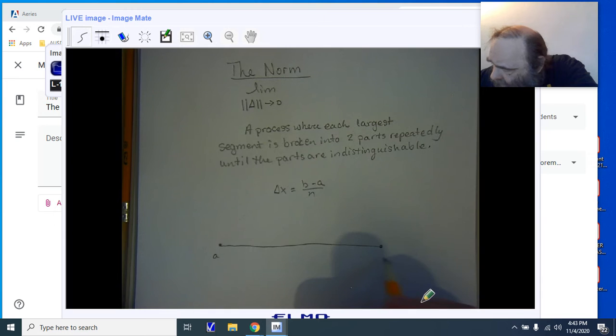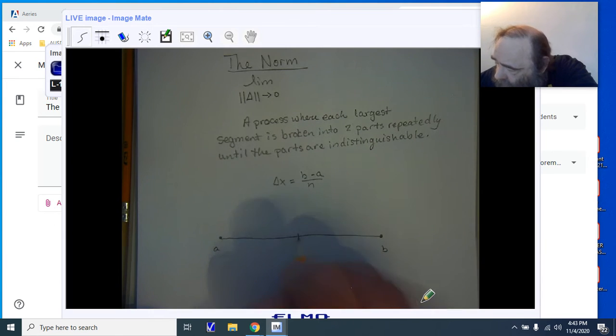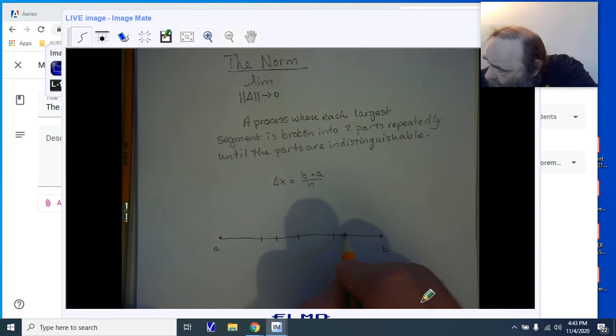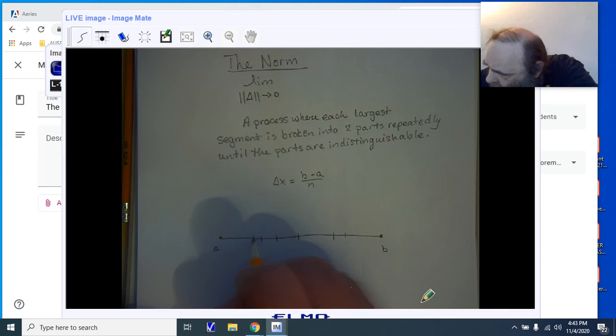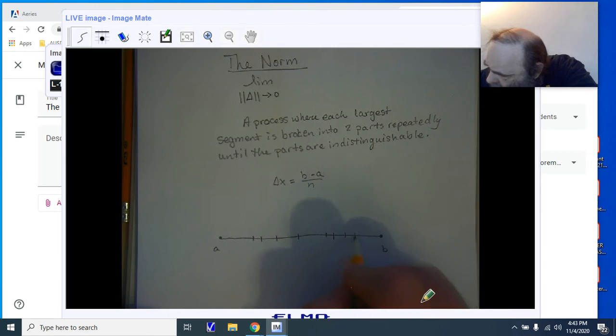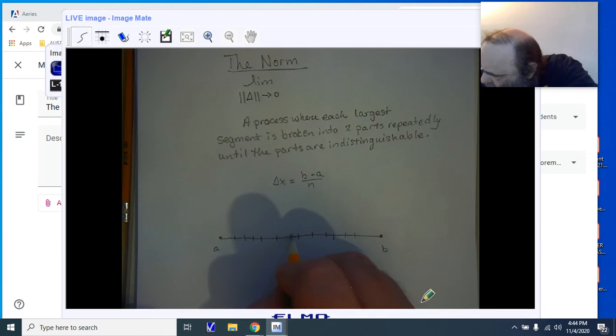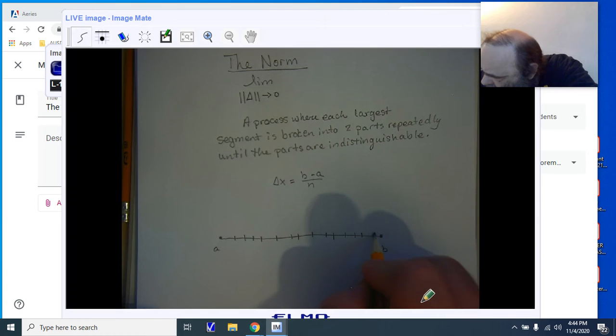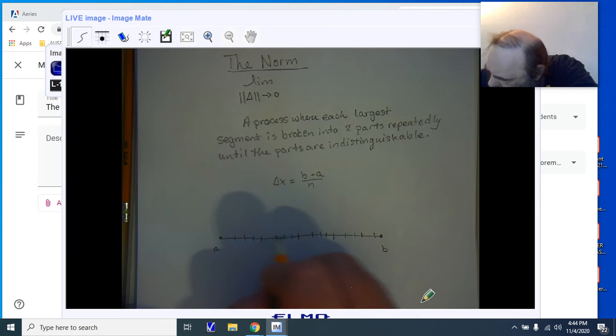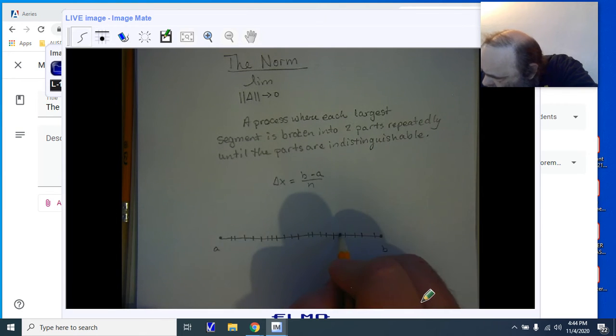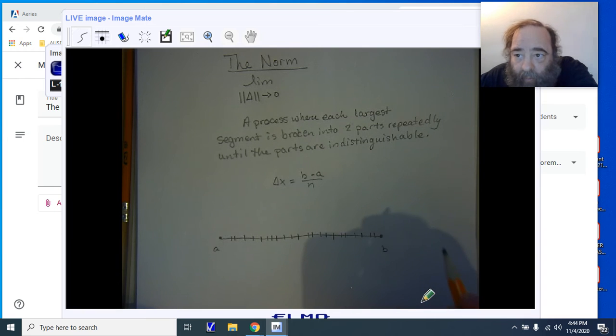So if I have A to B here, and I break it up, I might break it up like that. Looks like this part's a little bit larger. I'm now going to break it like that. That's now larger, still looks larger, no longer larger. And I now keep flipping back and forth. And at some point, I'm no longer going to be able to distinguish the larger parts and the smaller parts. They're all slowly becoming uniform.